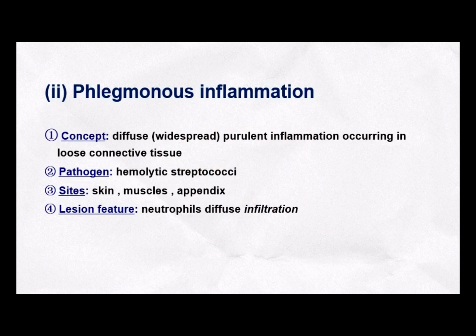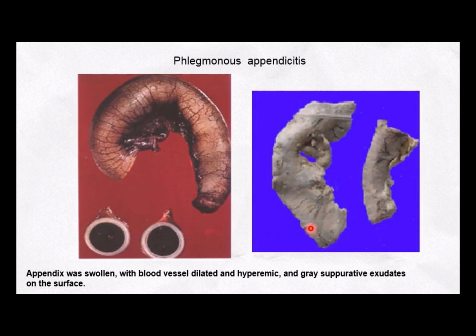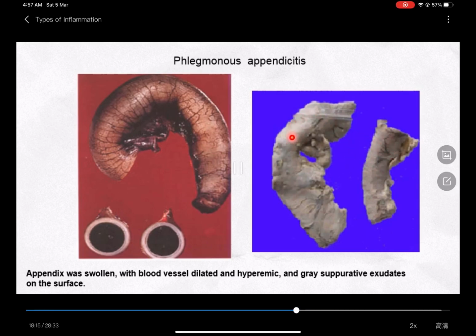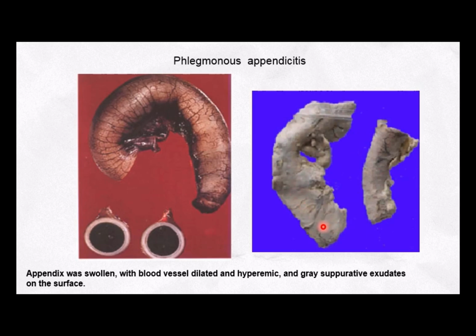Phlegmonous inflammation denotes widespread purulent inflammation in loose tissue, caused usually by hemolytic streptococci, for example, acute appendicitis. The two pictures show phlegmonous appendicitis. The appendix is swollen, and the blood vessels are dilated and hyperemic. Then, look at this appendix. There is a layer of gray suppurative exudate on the surface.